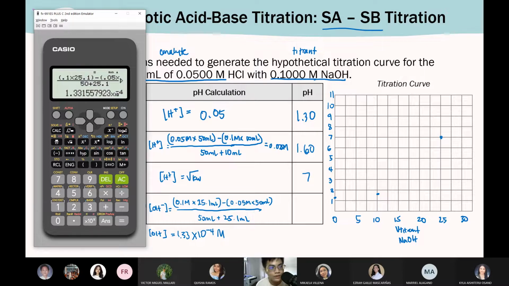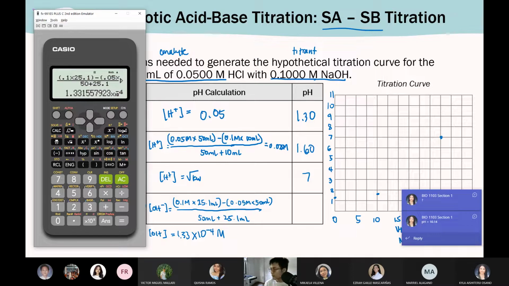So, ano yung gagawin niya? From OH, gawin mong POH. And then from POH, gawin mong pH. Okay? So, what's your answer? Abangan ko answer niya. Okay? Mabilis lang siya. Okay? 10.14.